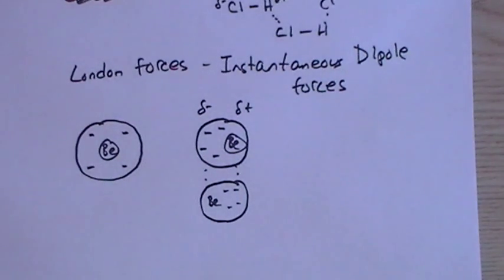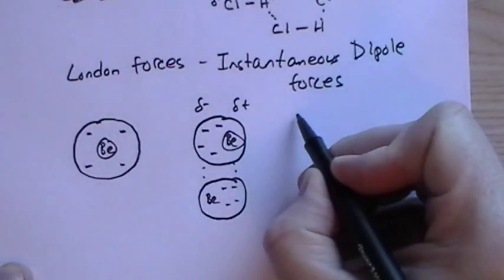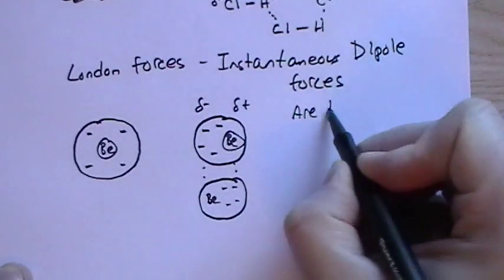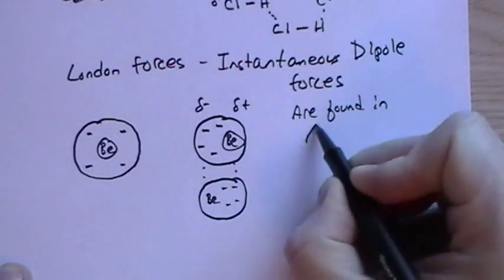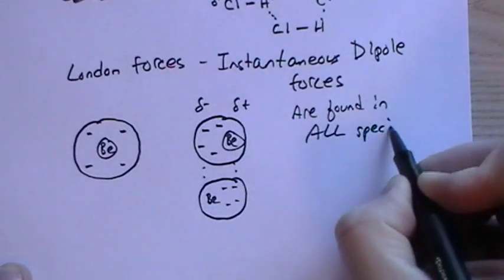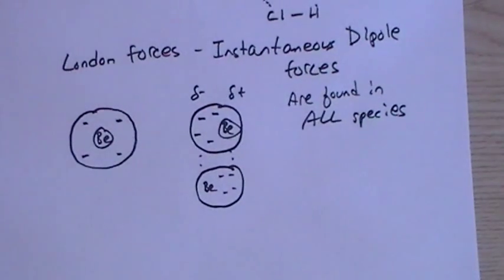So even things like helium, which are very small atoms, just 2 electrons, will attract each other and will liquefy. Since everything liquefies and everything turns to a solid when you cool them down enough, that means that there's some forces holding them together. So we have London forces. They are found in all species. So if I give you a set of molecules and I ask what forces are there, put London forces first.